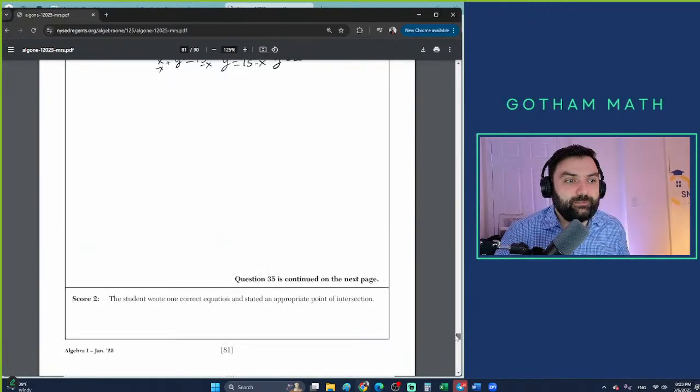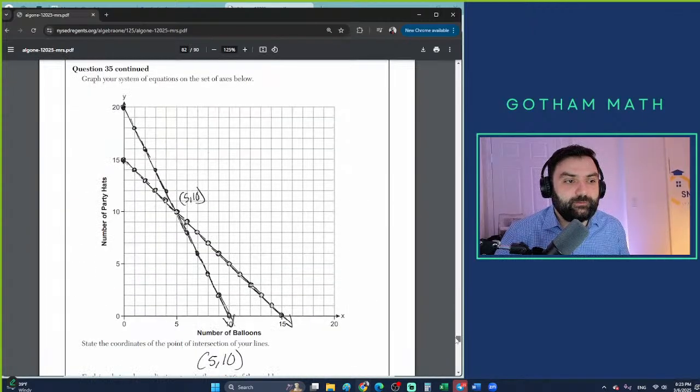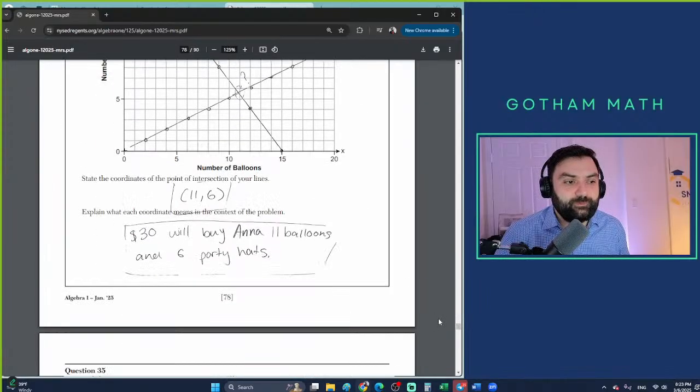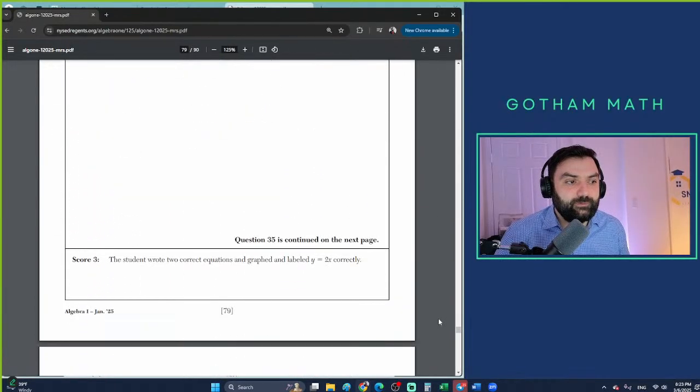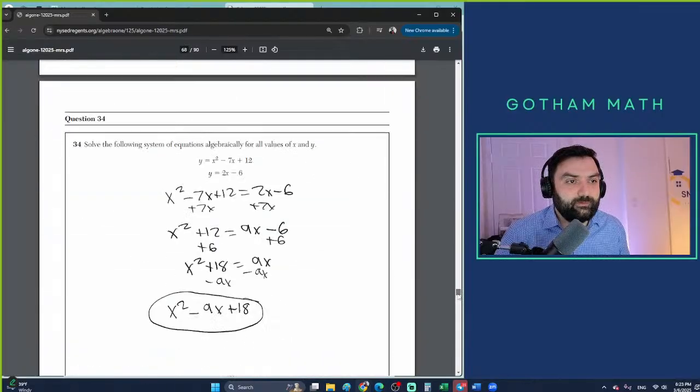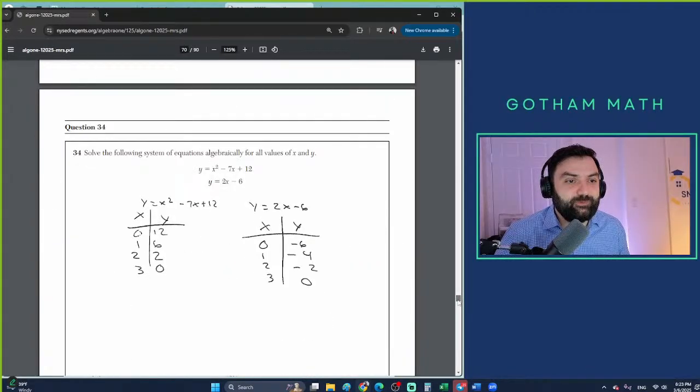Look at that. What is this? Okay, those are probably wrong answers, right? I hope so. Yeah, this is score 3. This is a 6-point question, guys. Don't forget.